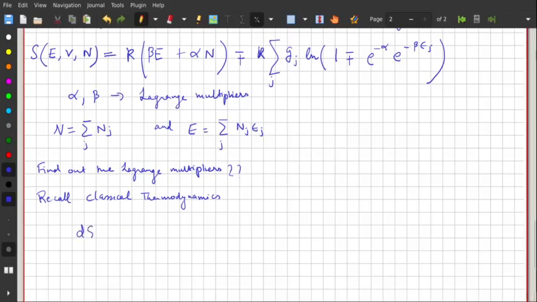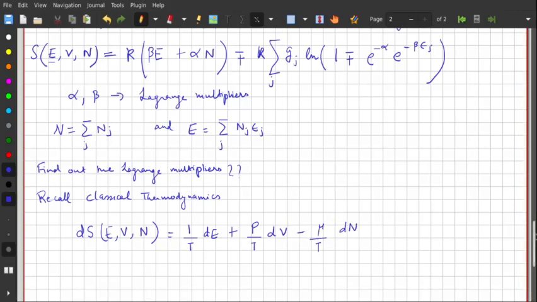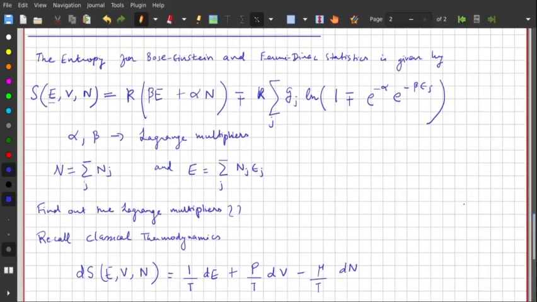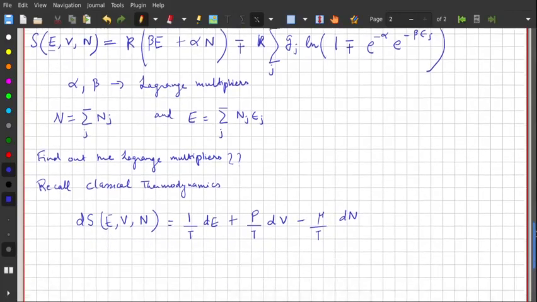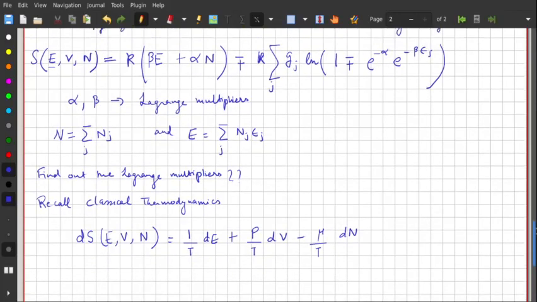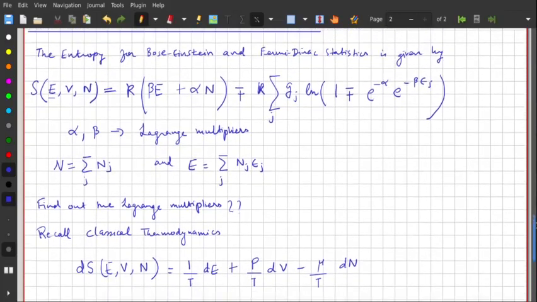That we can write this expression ds of e, v, n, using the same independent variables E, V, and N. So ds of E, V, N is given by 1 over T dE plus p over T dV minus mu over T dN. Okay, so that is coming from classical thermodynamics. Given the form of entropy for Bose-Einstein and Fermi-Dirac statistics, and the differential of entropy from classical thermodynamics, what we need to do is calculate these Lagrange multipliers.